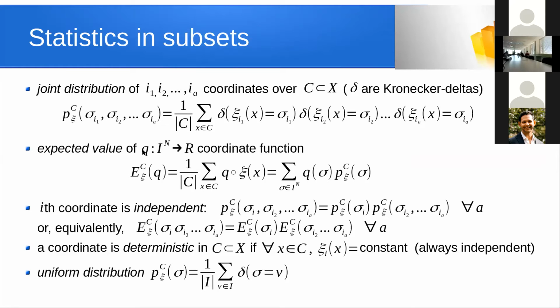Then we can speak about expected value. For example, the expected value of a coordinate function is given here. This is the same expected value which is used in probability theory. It is the expected value over C, so it's again a conditional expected value. A very important notion is that of independent coordinates, and the statement is that independent coordinates are the ones whose distributions show up as a product in the joint distribution, that is, the joint distribution factorizes.